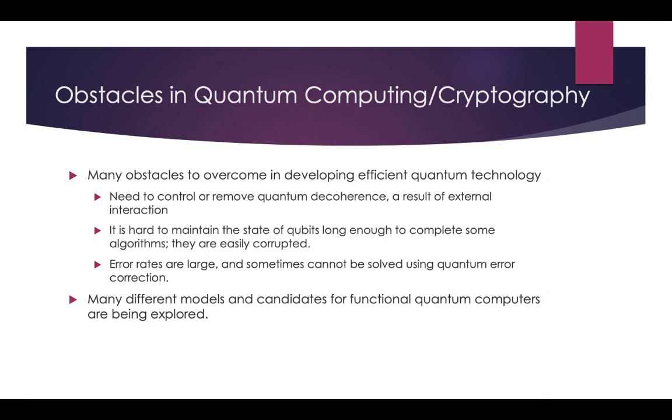With the development of these, we also run into some obstacles. There is the need to control or remove quantum decoherence, which is a result of external interaction. It's essentially when a quantum system is not isolated, coherence is shared with its environment and it appears to be lost with time. Therefore, quantum behavior is lost. It's also hard to maintain the state of qubits long enough to complete some algorithms. These take a long time. Qubits are easily corrupted. Finally, error rates are large and sometimes cannot be solved using quantum error correction.